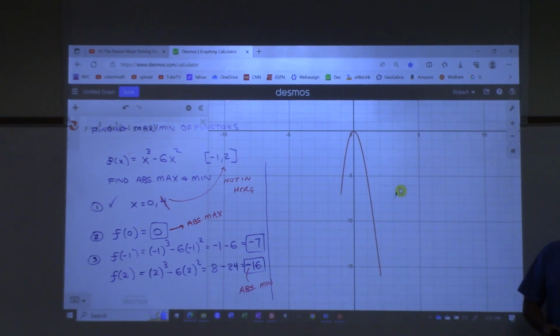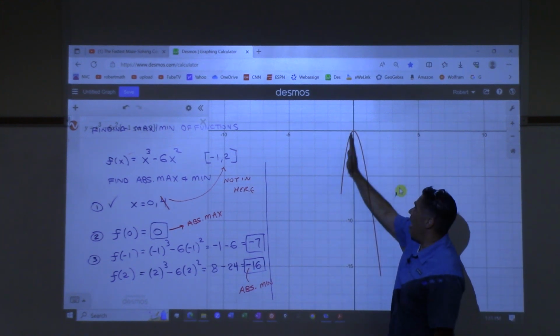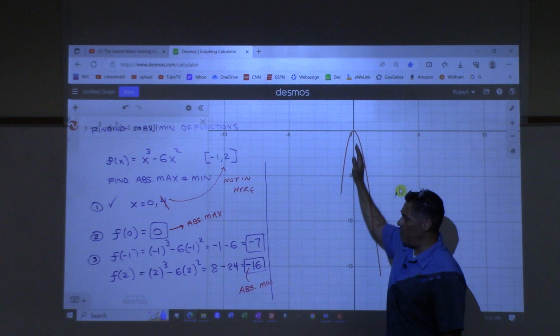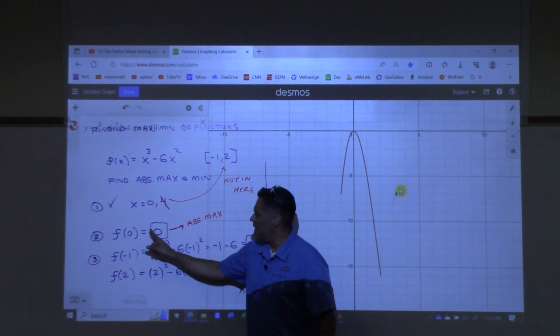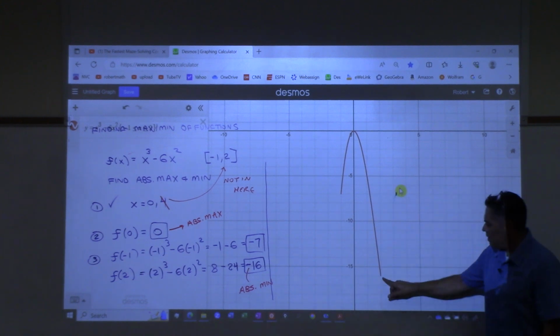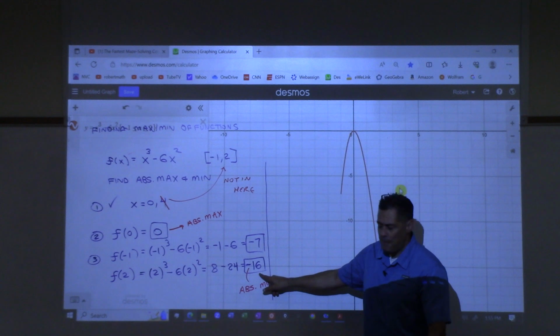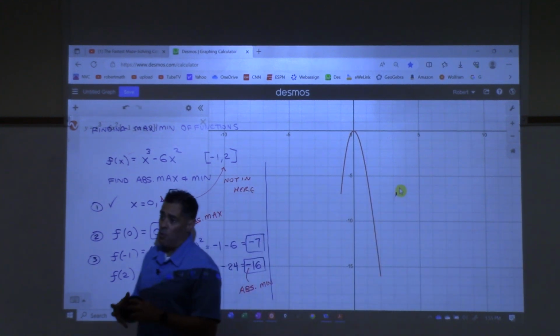you can see that we have an absolute maximum value of 0. That's the highest this ever gets, right? 0. And it happens where? At 0, right? 0 goes in, 0 comes out. So that's kind of like an ordered pair, right? X, Y. And then we have an absolute min right here. What's the absolute minimum value? -16. Where does it happen? At 2. So you can look at that as a point as well.